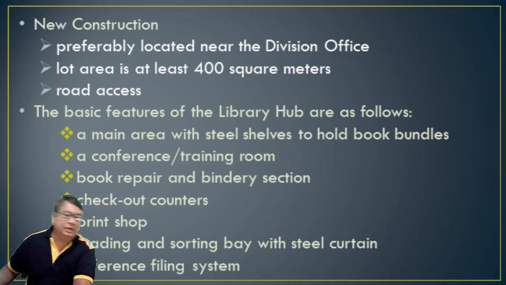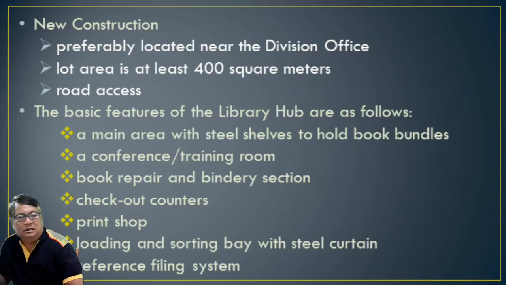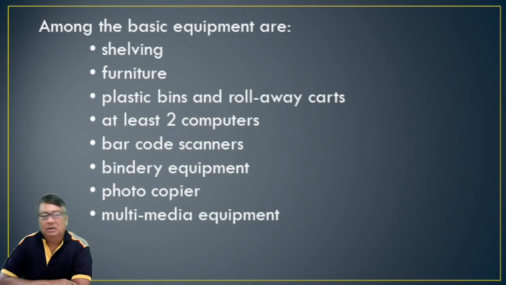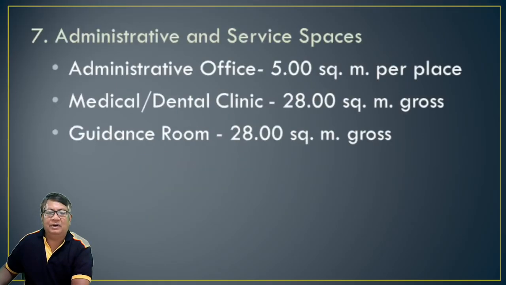Okay, among the basic equipment, we have the following: shelving, furniture, plastic bins, and roll-away carts. Okay, at least 2 computers, barcode scanners, bindery equipment, photocopier, multimedia equipment. These are some of the basic equipment. Of course, you can buy additional equipment that you think may be necessary in the library hub.